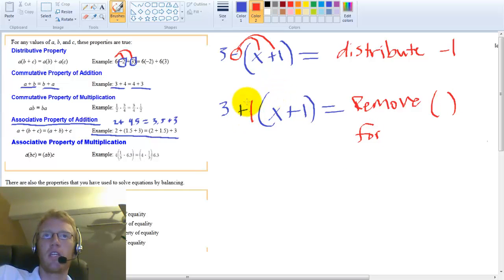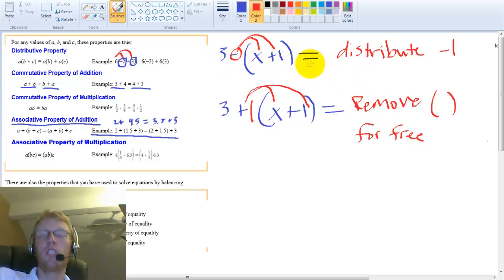There's nothing you need to do, because what would you be distributing? You could think of it as there's like this 1 right here, and you're distributing a positive 1, but distributing a positive 1 doesn't change anything. Multiplying by 1 won't change the numbers, whereas here multiplying by negative 1 will change the numbers. So, moral of the story, if your parentheses have negative in front of them, distribute it in. If they don't, then the parentheses don't matter.